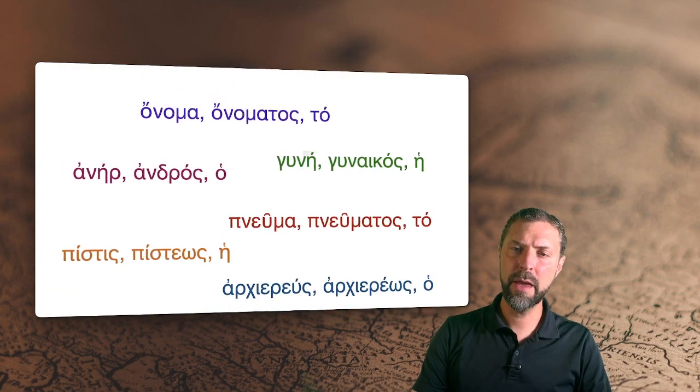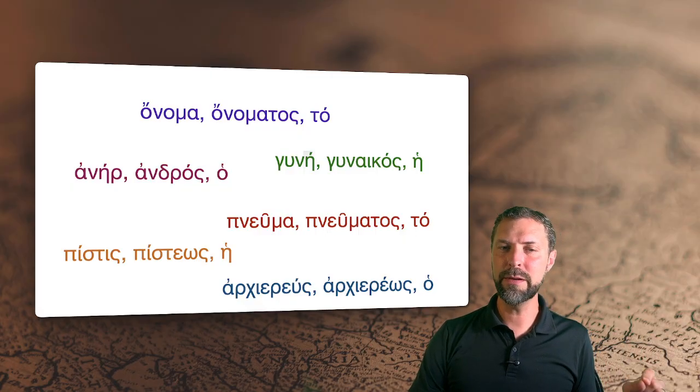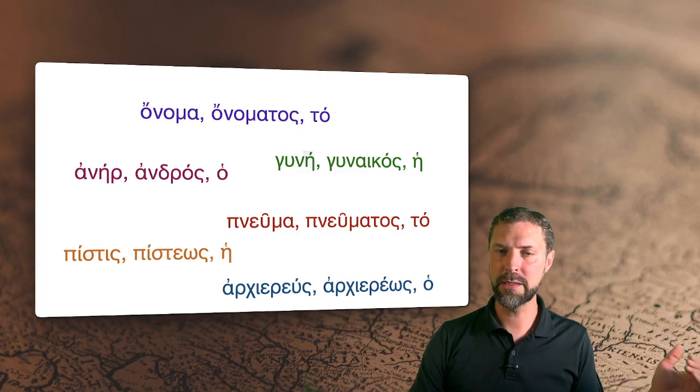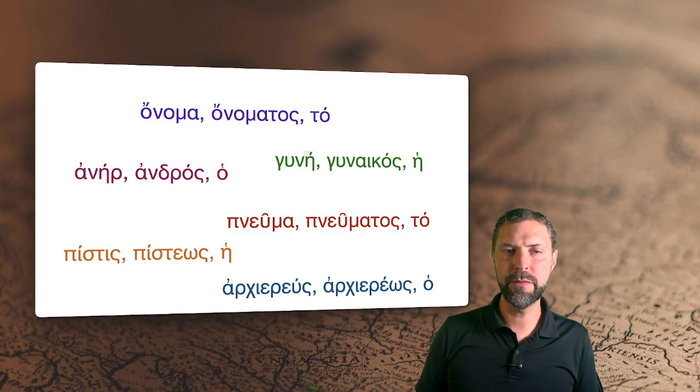You already have a hint of this when you started learning your vocab forms for this lesson. If you looked at your vocab list, you might have seen something different. Instead of ho logos, he agape, to teknon, you actually had a listing that went something like this. Let's start at the top. To onoma, onomatos. And so why 2 forms? If I move down, ho aner, andros, he gune, gunaikos, why 2 forms?